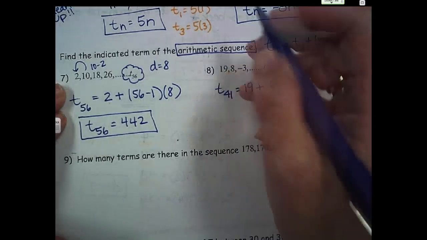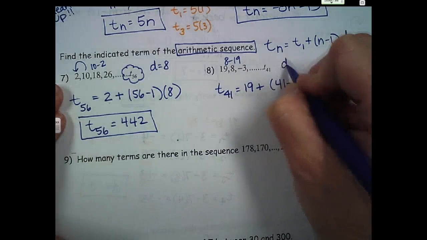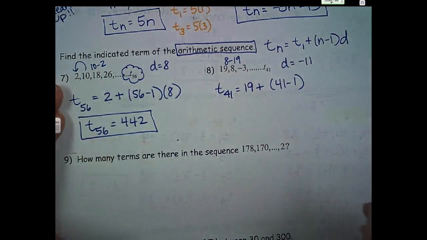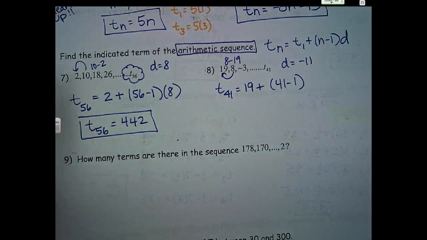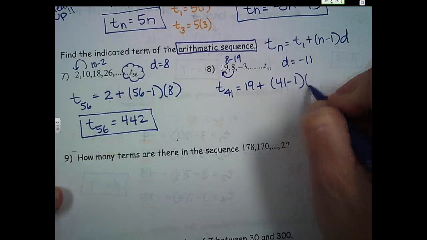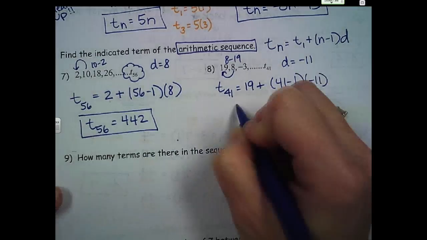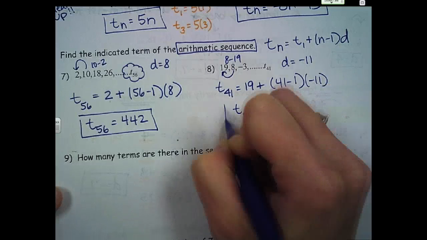What is the common difference? What is 8 minus 19? It's negative 11. So the common difference is negative 11. You have to go backwards. How do you get from 19 to 8? You subtract 11. So you're going to multiply by negative 11. So t sub 41, the 41st term, is negative 421.